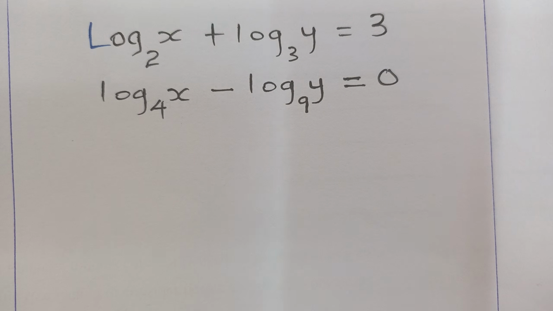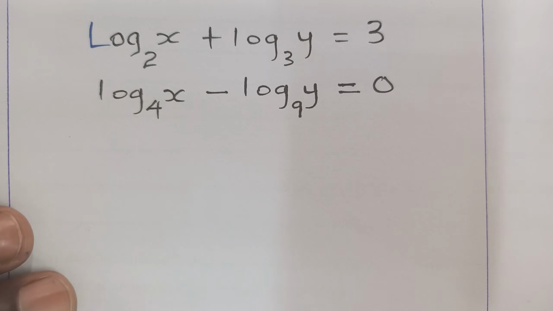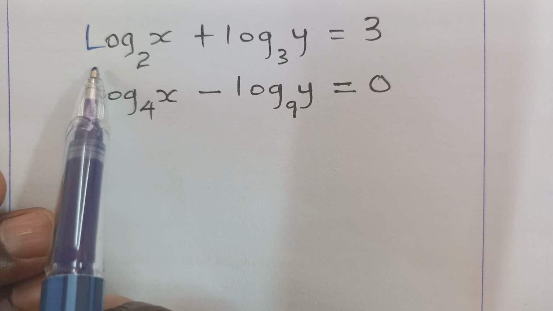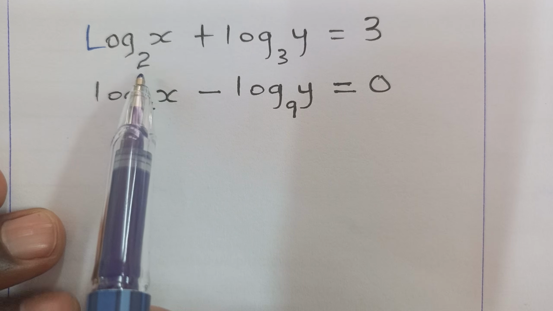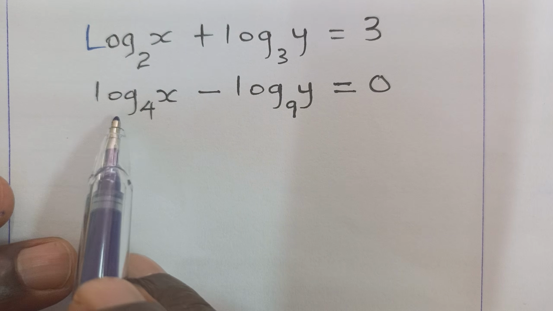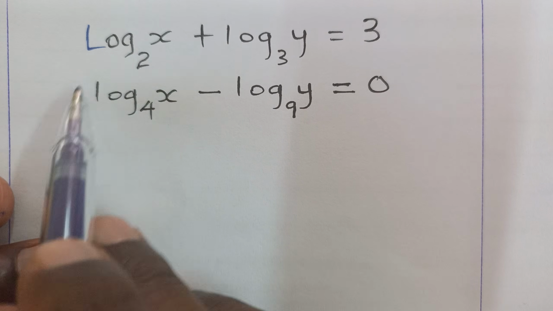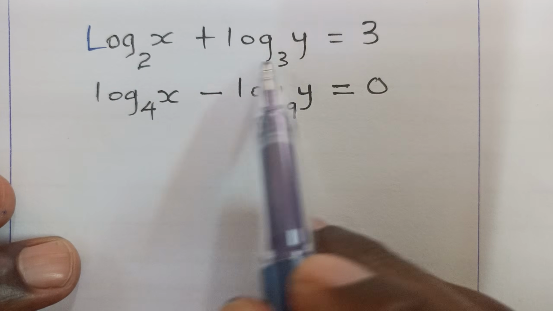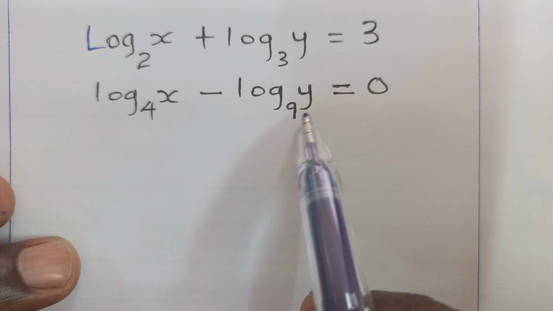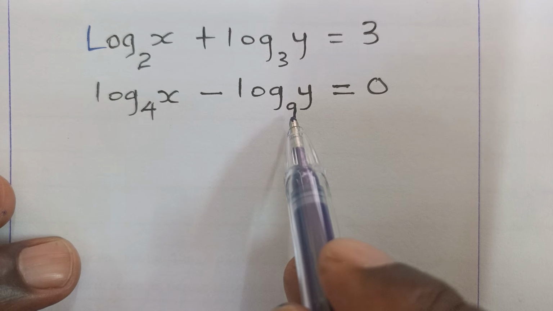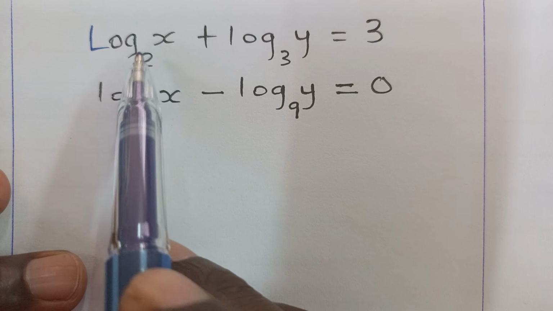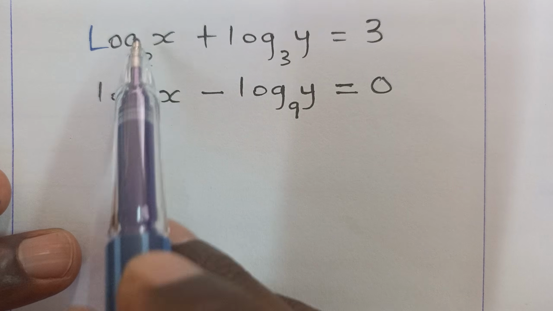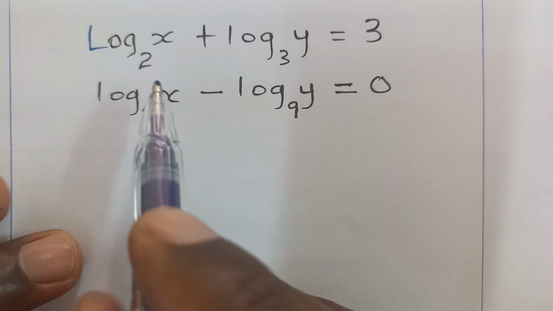Guys, we are going to change the base. The log x to base 2 will remain the same, and the other one I'll change to log to base 2. The same case happens to log y to base 3, which will remain the same, and this one I change to base 3. The reason why I do that is that I will try to equalize them so that I can eliminate one of them.